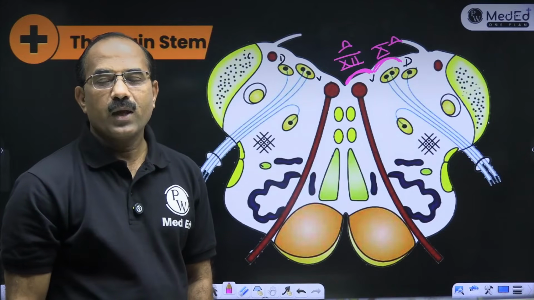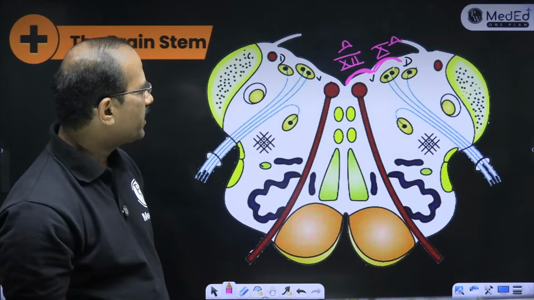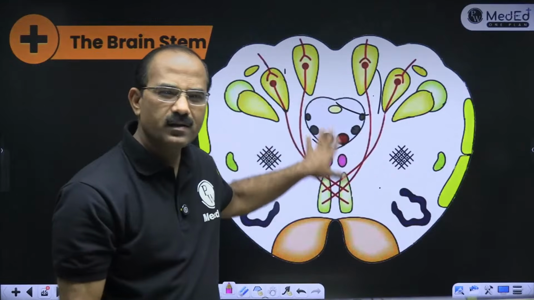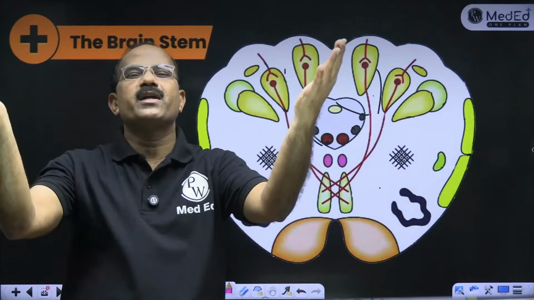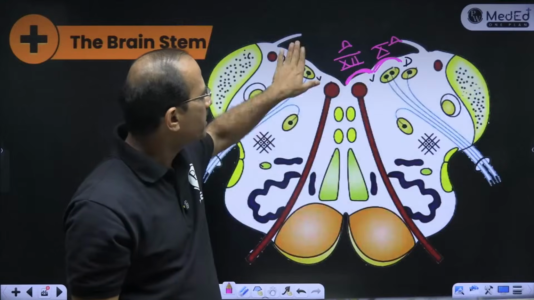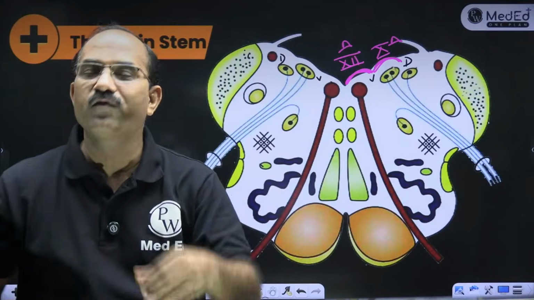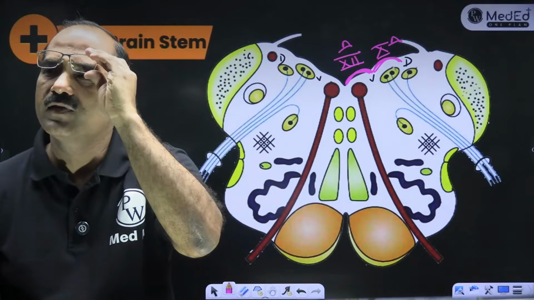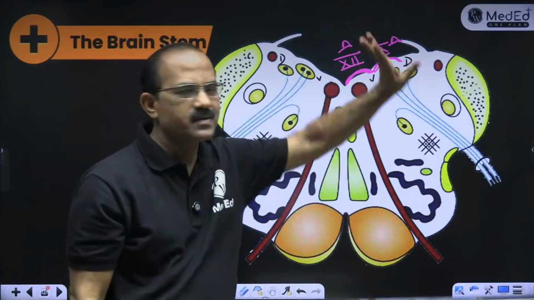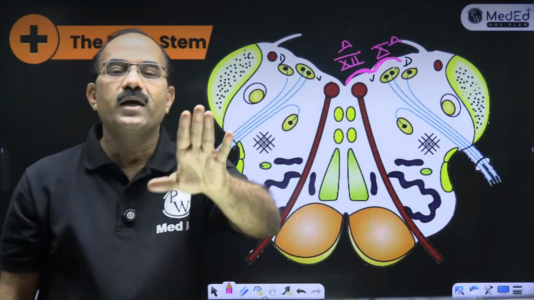Understood? So how are the hypoglossal and vagal triangles formed? First, where are they? They are in the gray matter. And as this gray matter opens out, all these nuclei come to lie in the floor of the fourth ventricle. They form elevations, and these elevations are what we call the triangles. Fine. So medulla is over.